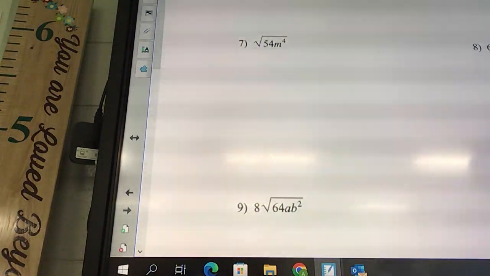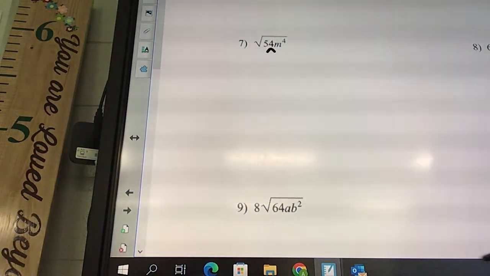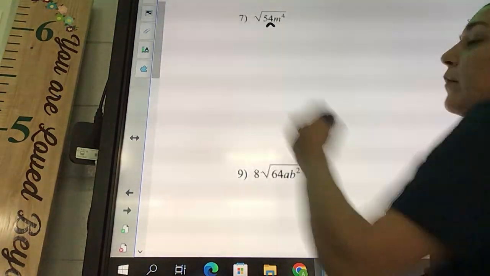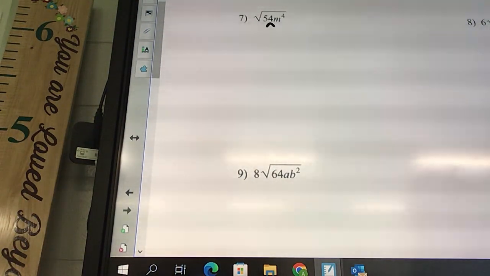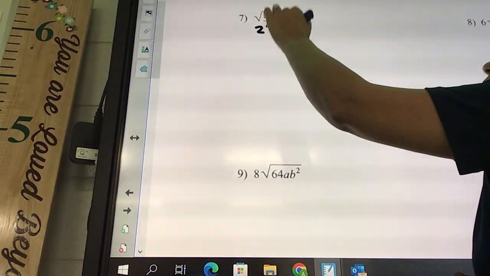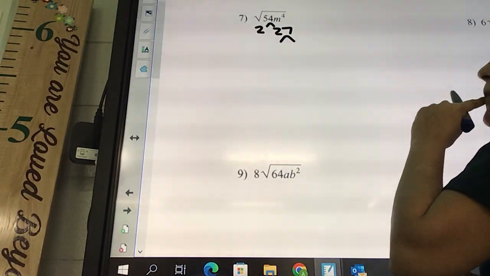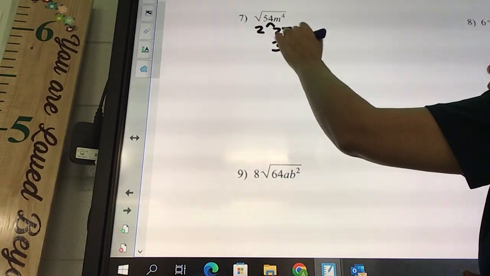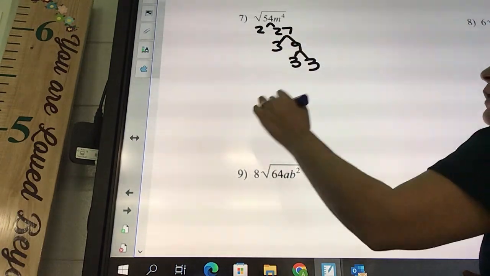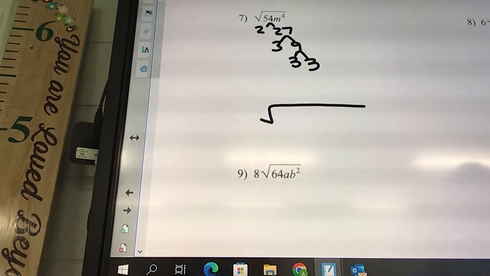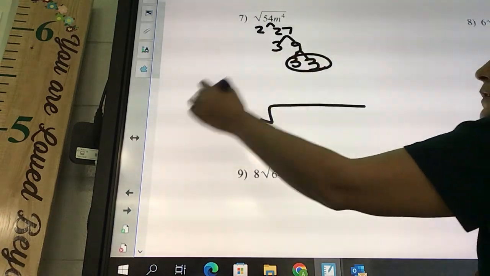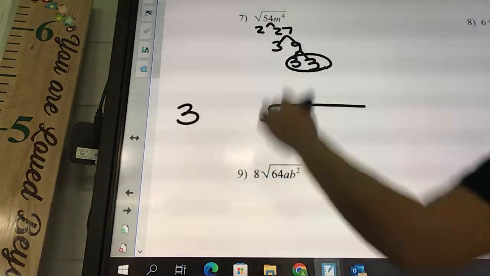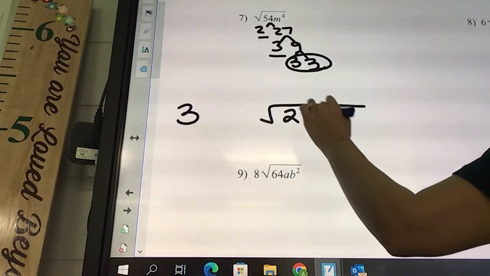Okay, 7. What are some factors of 54? Two and 27. Okay, what about 27? 3 and 9. And then 3 and 3. Okay, who is allowed to go? We got a single group of 3s. Who is not allowed to go? The 2 and the 3. So we're going to put them back on the inside.